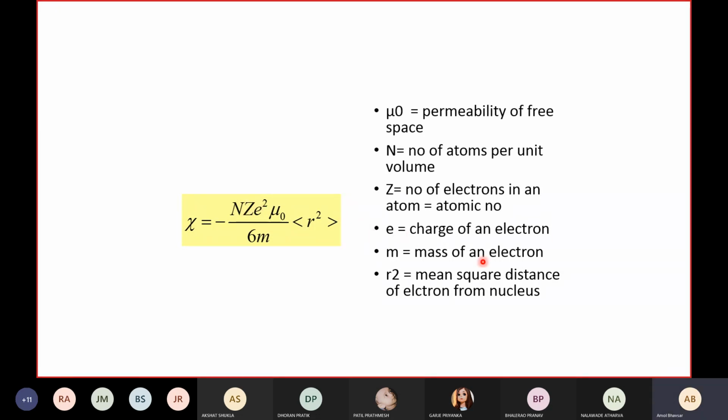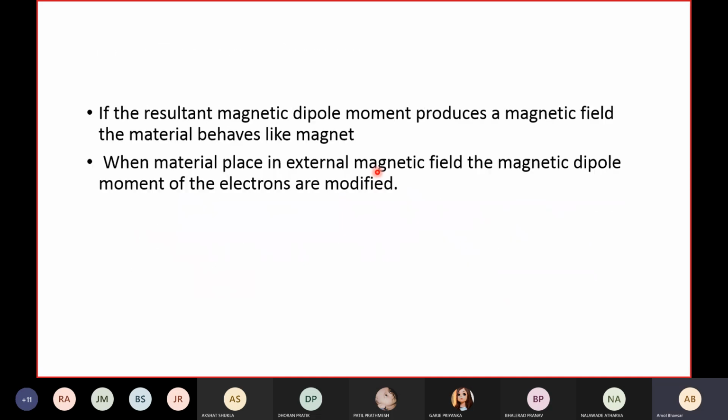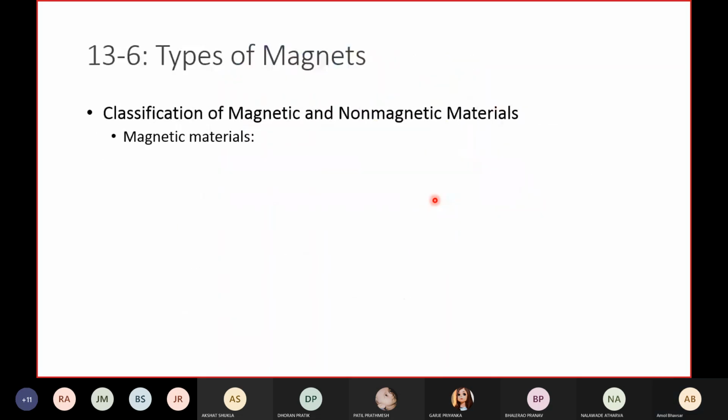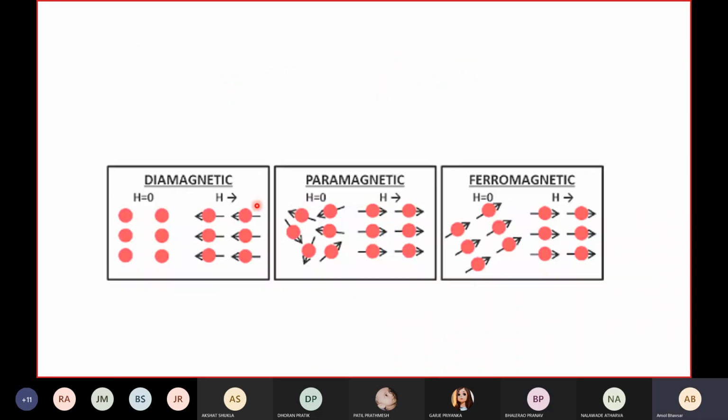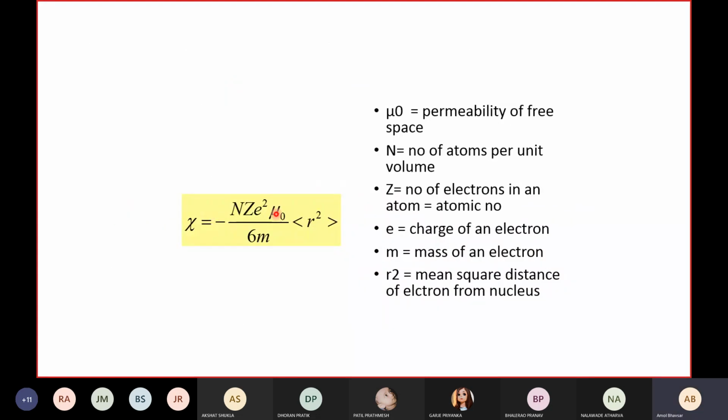E is the charge on the electron. M is the mass of the electron, and R is the mean square distance of the electron from the nucleus. So R is the distance, and this is R square. So if you know all the values, then you can calculate the value of Xi. All these values you know, the electron charge is constant, only some of these are changing here.